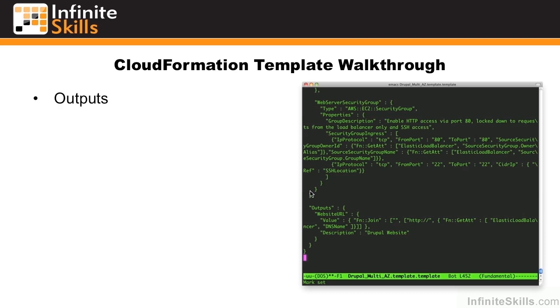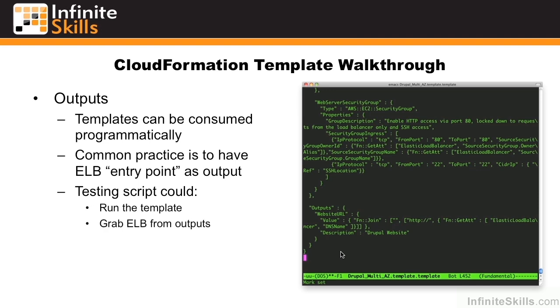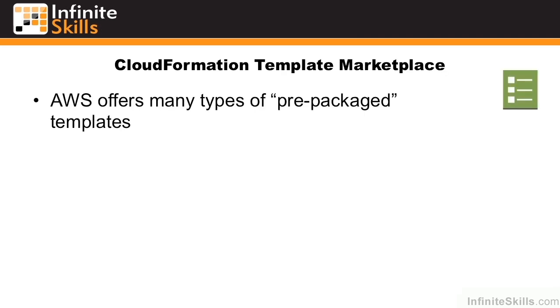At the very end of a template, we should specify outputs. Templates can be consumed programmatically, and a common practice is to have the ELB entry point or DNS name as the output. If we did this, for example, a testing script could then run the template, grab the ELB from the outputs itself, and then start testing against the ELB to do things like load tests.